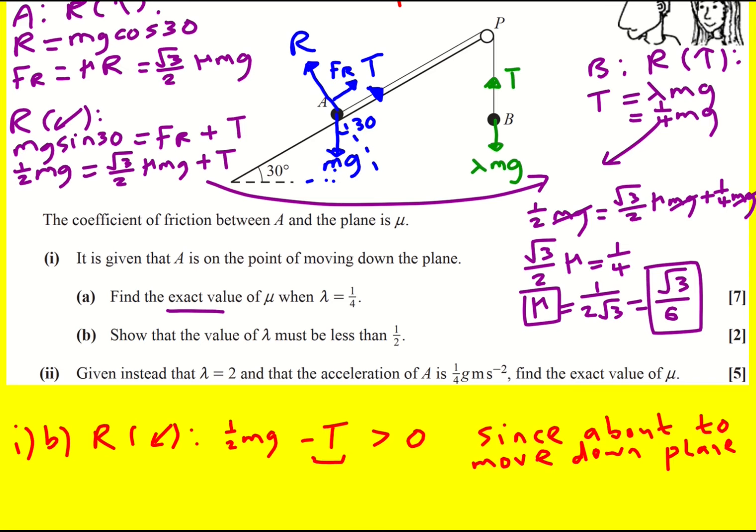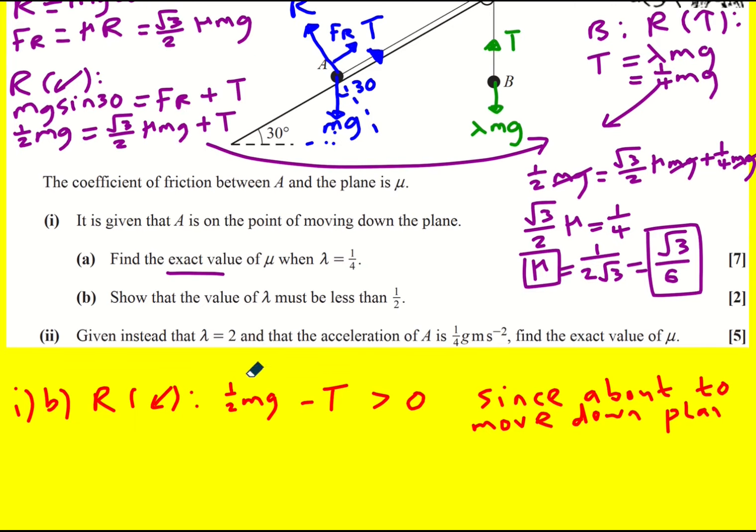Now T from above is lambda mg before we put the quarter in. So we can divide through by mg. Maybe I should just show a few more steps. So a quarter mg minus lambda mg is therefore greater than 0. Now divide through by mg, so we can see that lambda is less than a half.